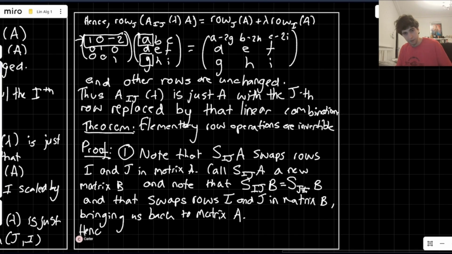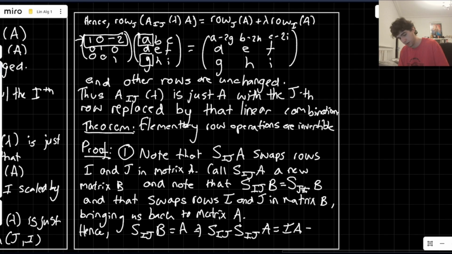So obviously it's clear, therefore, that S subscript capital I capital J multiplied by matrix B is just matrix A, and that implies that S subscript capital I capital J multiplied by S subscript capital I capital J multiplied by A is simply the identity matrix multiplied by A, which is just A. Because we know that this gives us A. This is the same thing as S subscript capital I capital J multiplied by B, because we define B as S subscript capital I capital J multiplied by A. And we know this gives us A, and A is the same as IA.